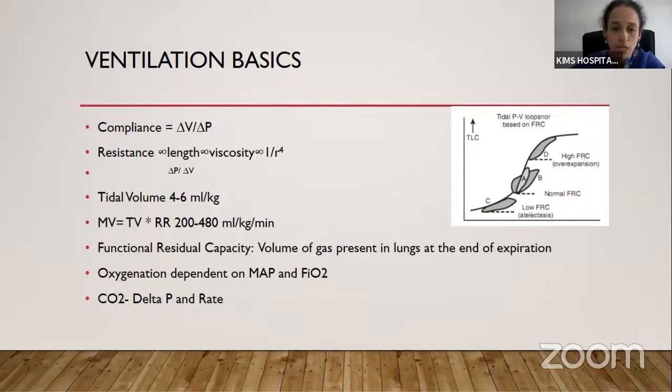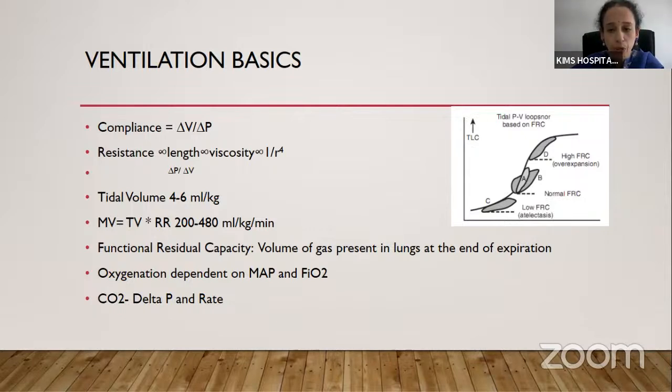What is functional residual capacity? It is the volume of gas which is present in the lungs at the end of each expiration. Optimal FRC helps in maintaining the optimal ventilation perfusion ratio and helps in good gas exchange. So what is oxygenation dependent upon? It is dependent upon the mean airway pressure and the FiO2. If we change the MAP, we can increase the oxygenation for the baby.